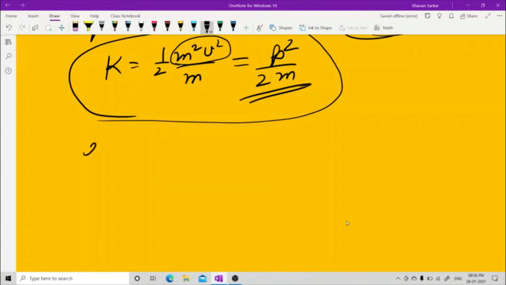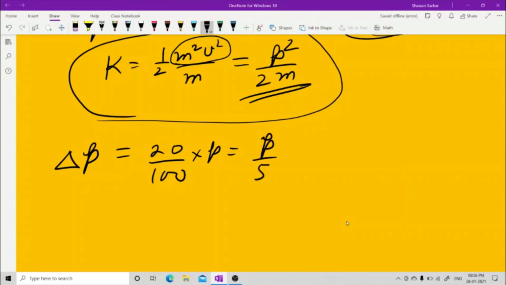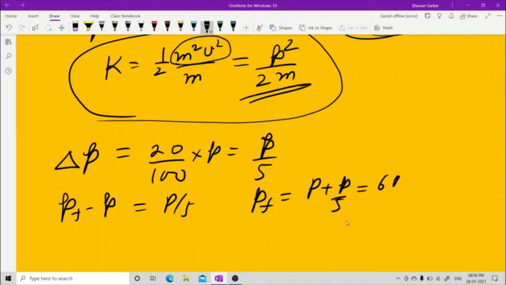So earlier the momentum was p. Now p dash is 20% of what it is now, 20 by 100 into p. This is the increase in momentum, not p dash. This is the increase in momentum, and this is 20% of p, which is p by 5. So what is del p? Increase is final minus initial. Initial is p, and this is p by 5. So p final comes out to be p plus p by 5, that is nothing but 6p by 5, taking an LCM.